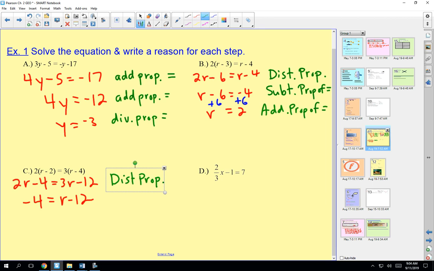So you see what I did? I subtracted 2r here and 2r here, just for the purpose of keeping a coefficient that's positive in front of r. And that would be which property here? Subtraction. And then I might add the 12 over. So I have r equals 8, and that would be addition property.